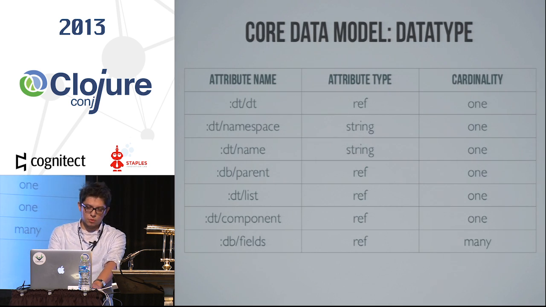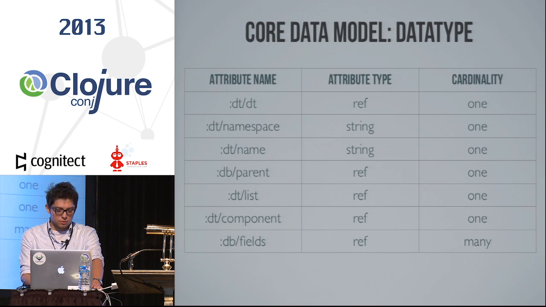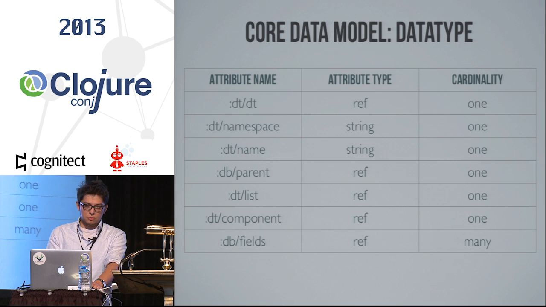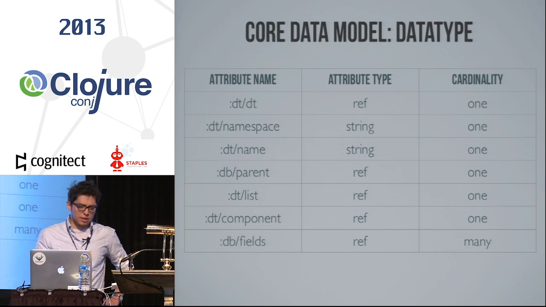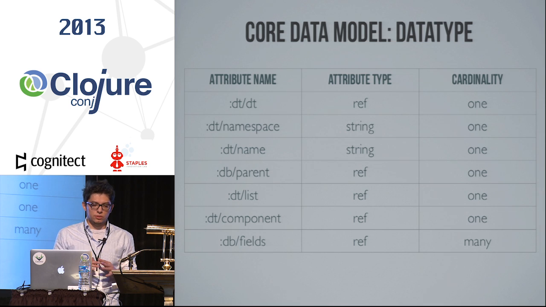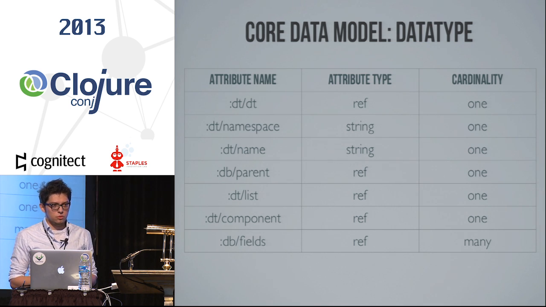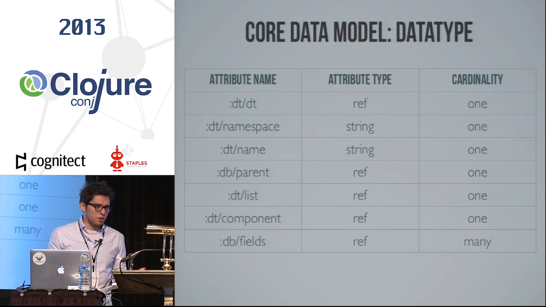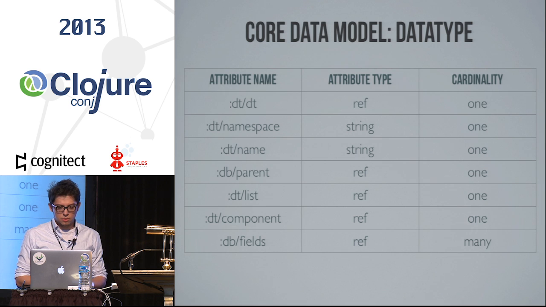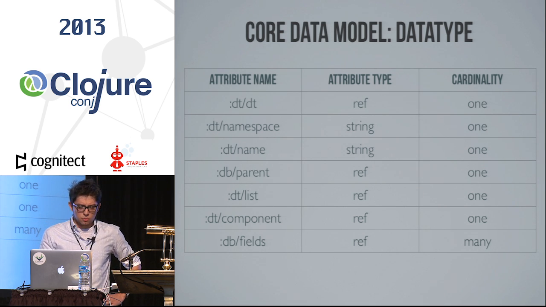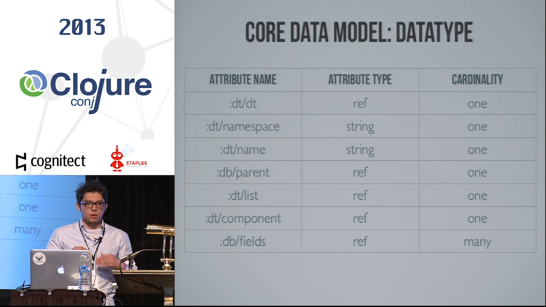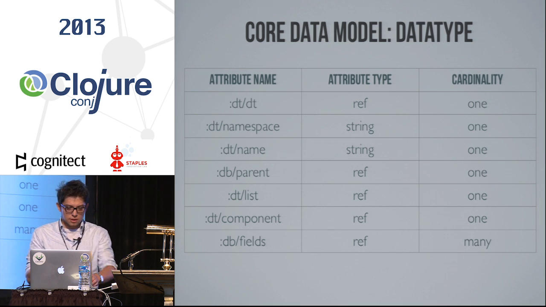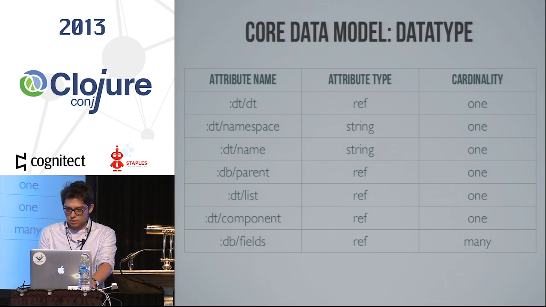This is what the core data model looks like. DT stands for data type. We have a data type that represents the type of the entity, namespace and name mainly for disambiguation purposes. This is usually driven by customer data. If the customer wants to name their data models whatever they want, they can use these attributes. We have a parent attribute to create type hierarchies, a list and a component attribute to create multi-dimensional lists, and a fields attribute that represents what you think it is.